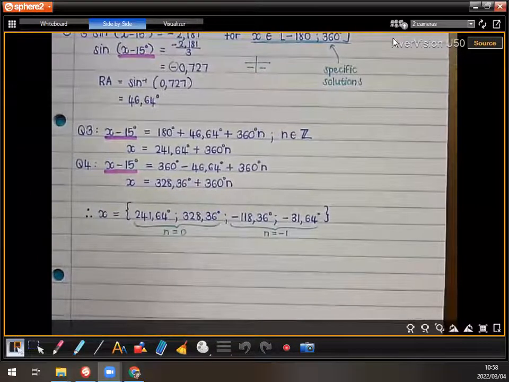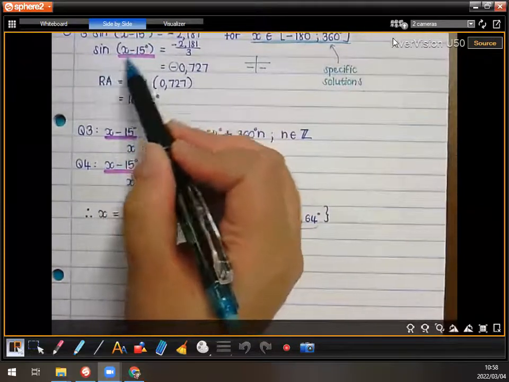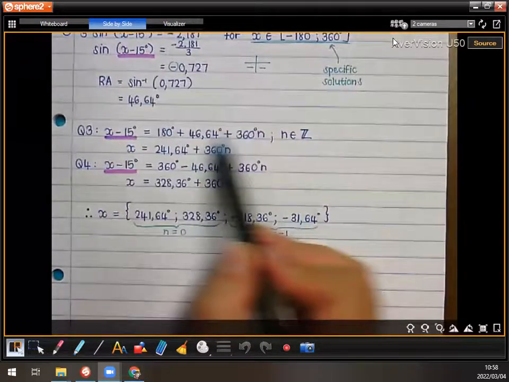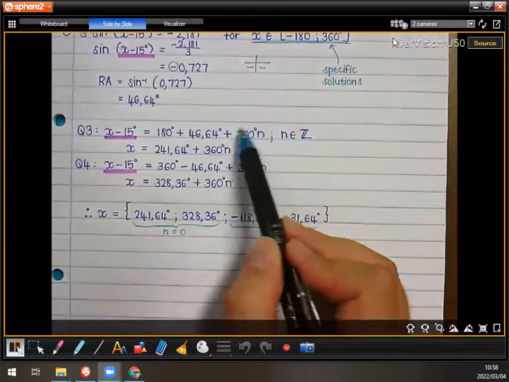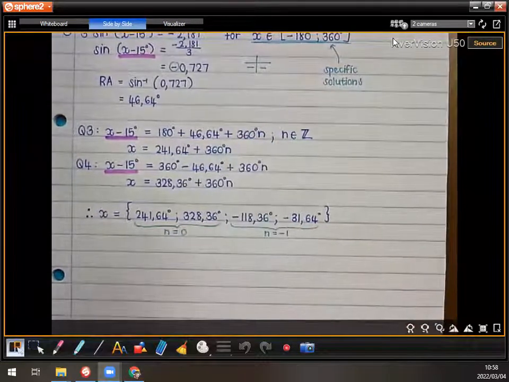All right, but you need to remember you start at 0, then 1, then negative 1. Usually 2 and negative 2 won't work. But sometimes if you have like a sine 4x, right, then remember you have to divide everything by 4. So then that will be a plus 90n. So then you'll get more values from that.